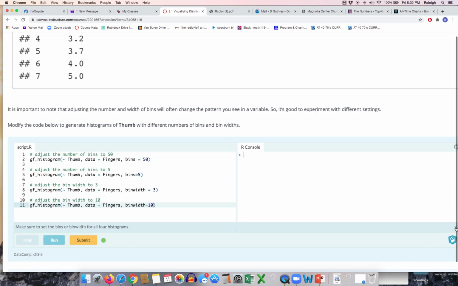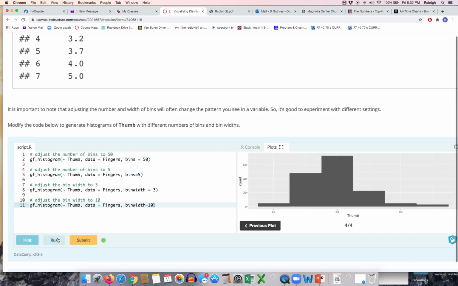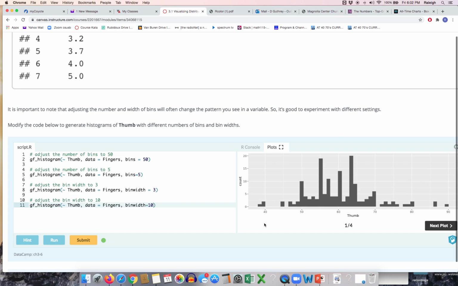Let me close that up so it doesn't get in the way, and then we will run it and see what happens. Should have 4 different histograms. I'm going to take them in order. It gives it kind of backward order here. In the first group, we have the thumb data from the fingers data set, 50 bins, so it's all stretched out. And that's not so bad here because we did have a lot of clustering up in the middle. Sometimes 50 is too many bins to worry about, but it worked out okay here.